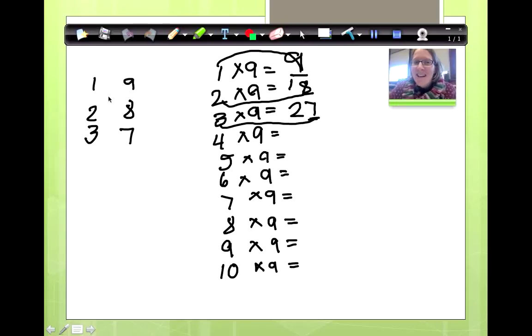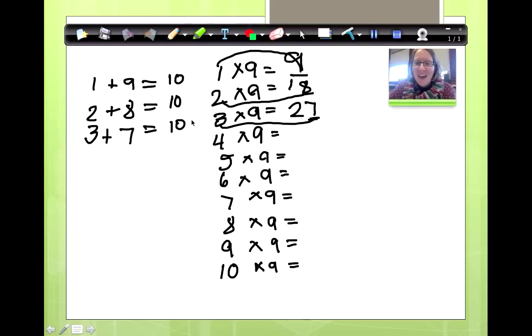Okay, look. If I do this, do you see a pattern now? What is that? 1 plus 9 is 10. 2 plus 8 is 10. 3 plus 7, what is that? 10. Ooh, we figured it out.